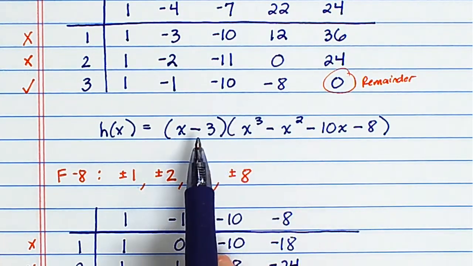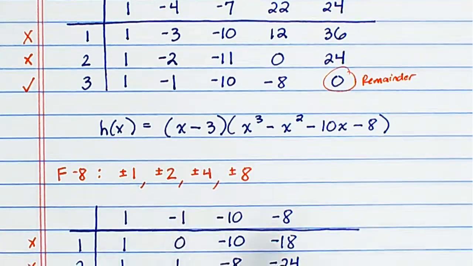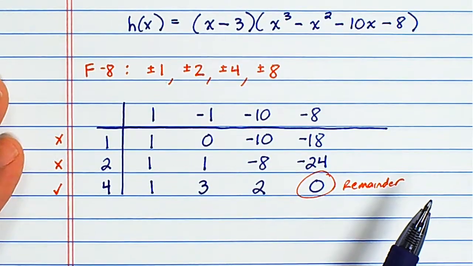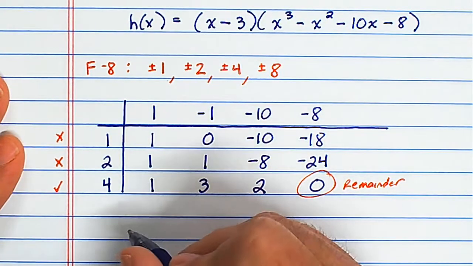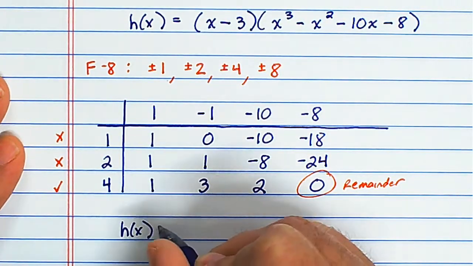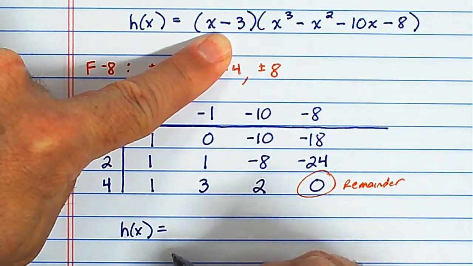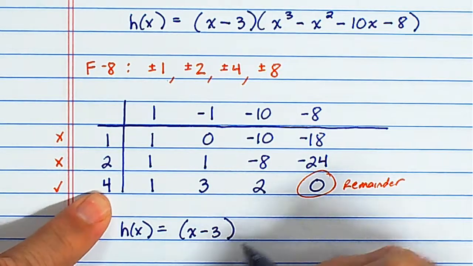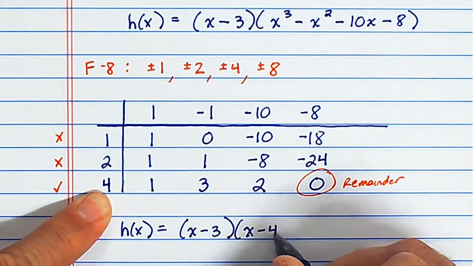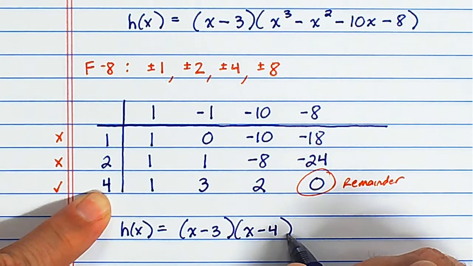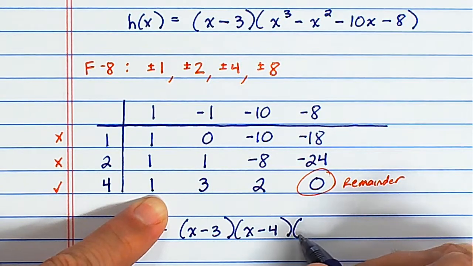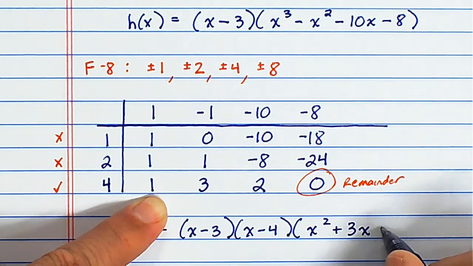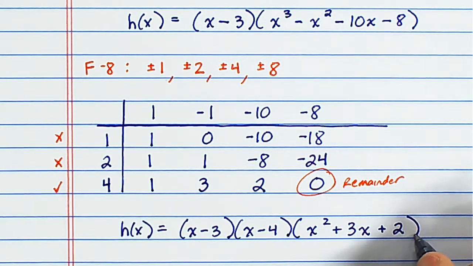This is after the first round, I have the x minus 3. So now when I go to the third round, I'm going to leave that right there where you can see it just barely. H of x still has the x minus 3 from above. Now just added an x minus 4 from here. And then from what's remaining in the synthetic division, we get x squared plus 3x plus 2.